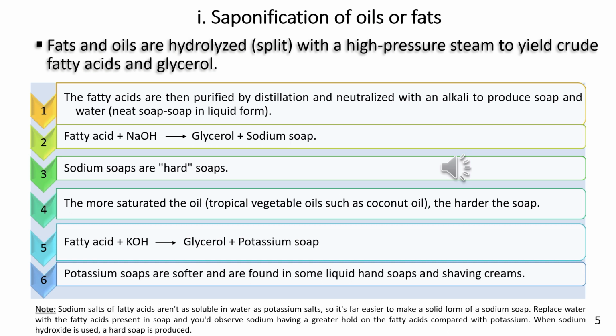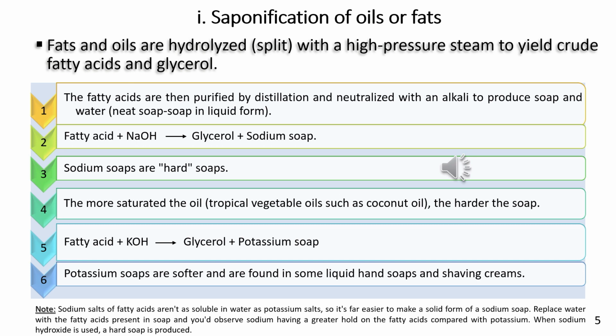Number 2. Fatty acid plus NaOH gives us glycerol plus sodium soap. So how can the sodium soaps be produced? These sodium soaps can be produced by the reaction of sodium hydroxide and fatty acid that yields glycerol and sodium soap.